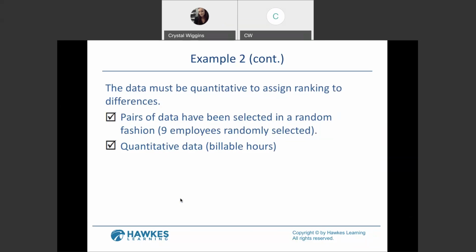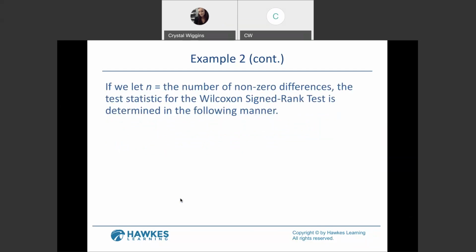So this is not one of the parametric tests that can be applied to categorical data. If we let n represent the number of non-zero differences, so there were 9 data values, but one of them was a 0, which is why our n is now 8. The test statistic for the Wilcoxon signed rank test is determined in the following manner.